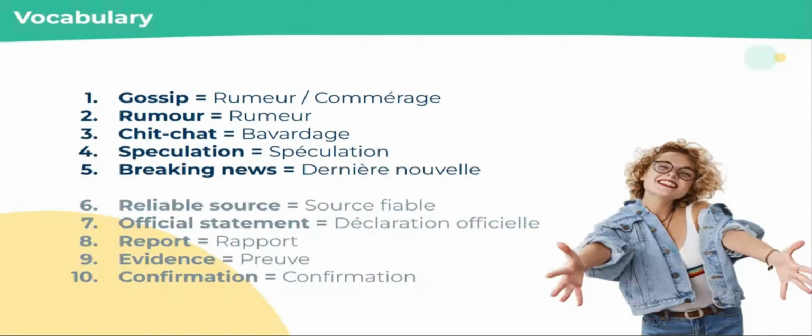So let's look at the difference when we talk about vocabulary. As we talk about gossip, we talk about rumeur, commérage, but we talk about chit-chat as well. And then we talk about speculation. For news, we talk about breaking news, a reliable source, an official statement, a report, evidence, and confirmation. So anything about gossip can be broken into a category, and news can be broken into a second category. Anything that has to do with rumors or chit-chat or speculation could be seen as gossip. Whereas news will look for a reliable source, an official statement, a report, some form of evidence or confirmation.